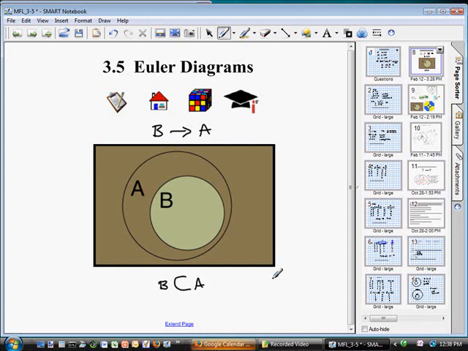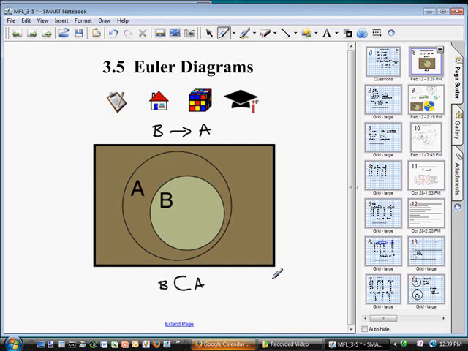Euler diagrams are almost exactly the same as Venn diagrams. So this is kind of Venn diagrams revisited. Remember how we used Venn diagrams in the chapter before this, the chapter on sets. We showed how they overlap and they intersect and how sometimes one can be a subset.